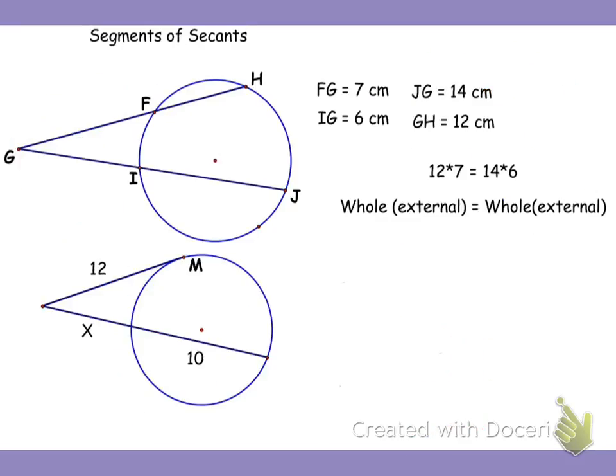If I want to find a segment of a secant, let's just quickly review what a secant is. A secant is a line that goes through the circle, not a tangent, which is a line that only intersects the circle at one point. This one actually goes through the circle, so it has 2 points. It's going to have a similar setup.